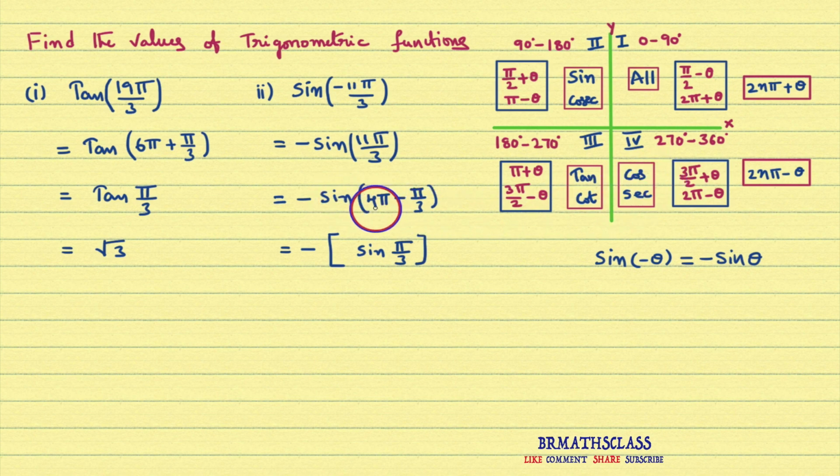Try to understand. Even number into pi minus theta lies in the fourth quadrant. In the fourth quadrant, sine is negative. So you write minus here. So minus of minus is plus. This is sine pi by 3. Pi by 3 means 60 degrees. From the trigonometry table, we know that sine 60 degrees value is root 3 divided by 2.